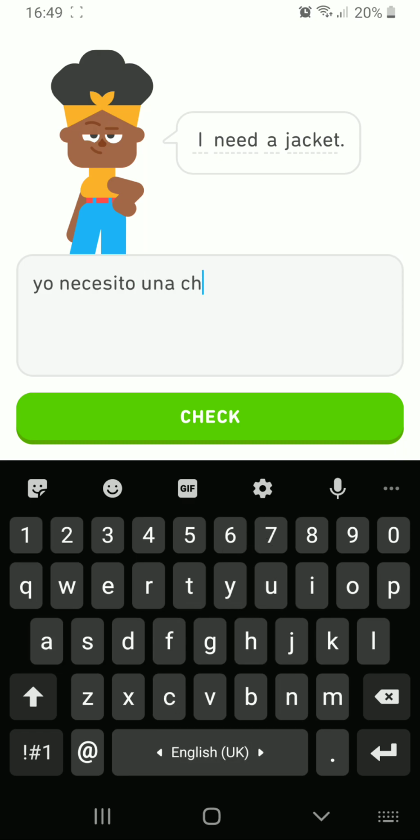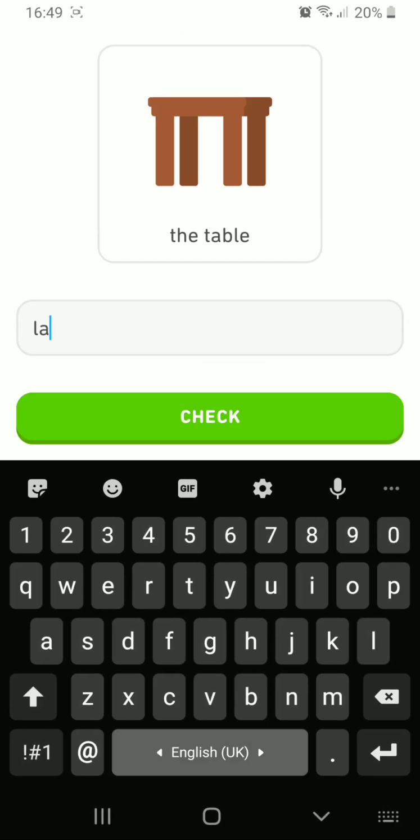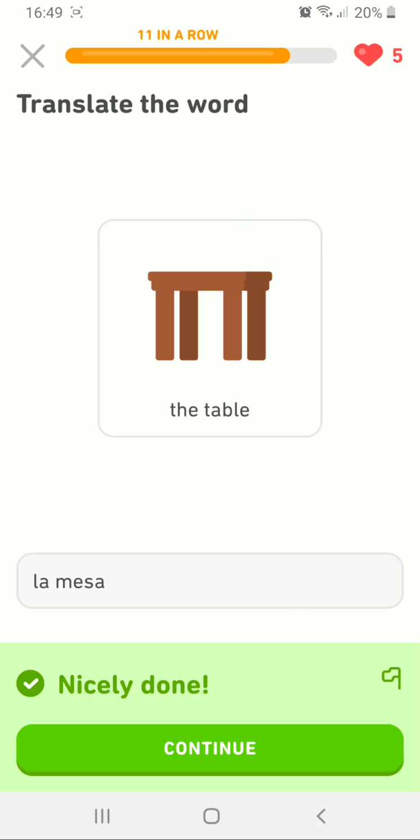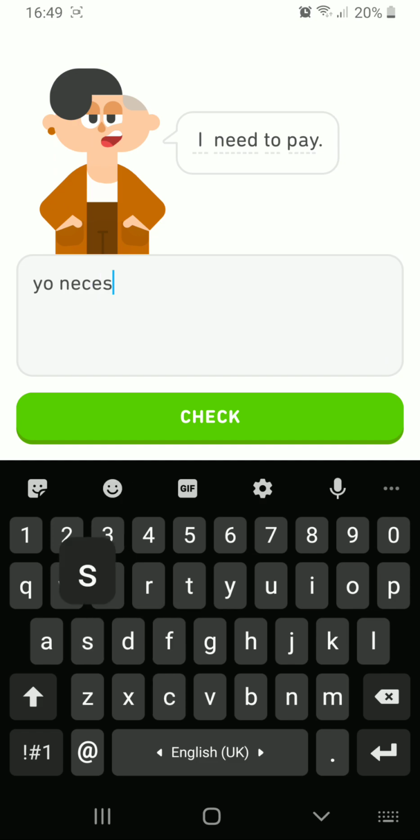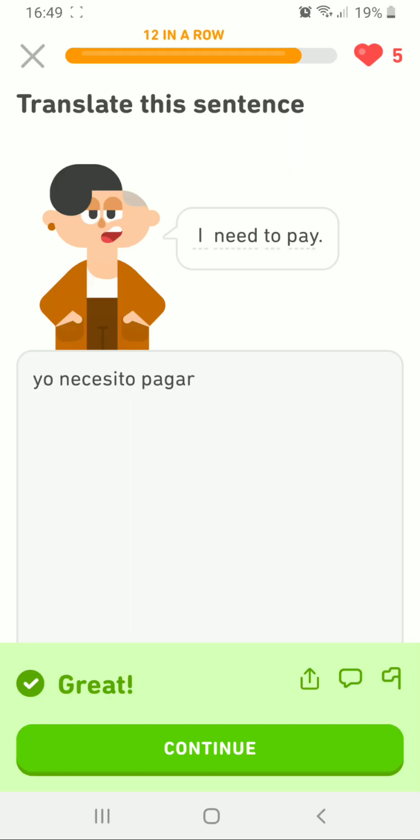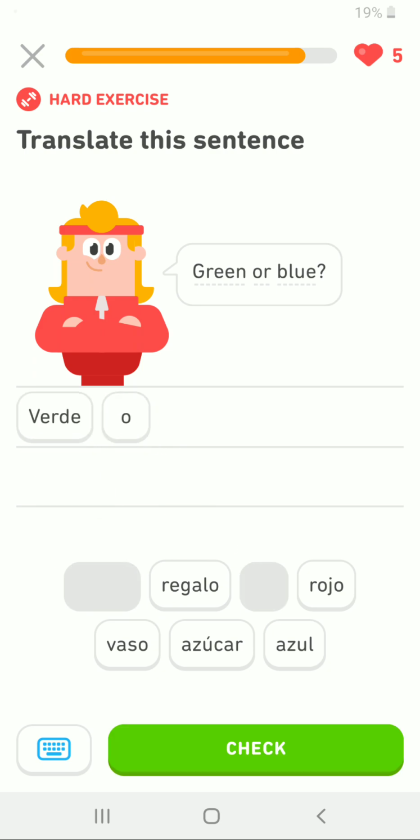Demasiado. I need, yo necesito una chaqueta. So we know this. La mesa, it's a table. And yo necesito, ¿qué necesito? Pagar, to pay. What else do we have? Green, it's verde o azul.